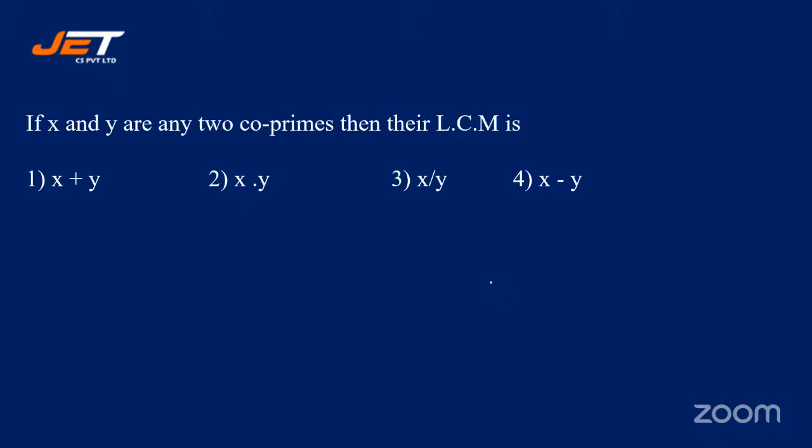If x and y are any two co-primes, then their LCM is dash. Is it x plus y, or x into y, or x by y, or x minus y? So it's two co-primes. Let's quickly look at the answer. It is x into y.